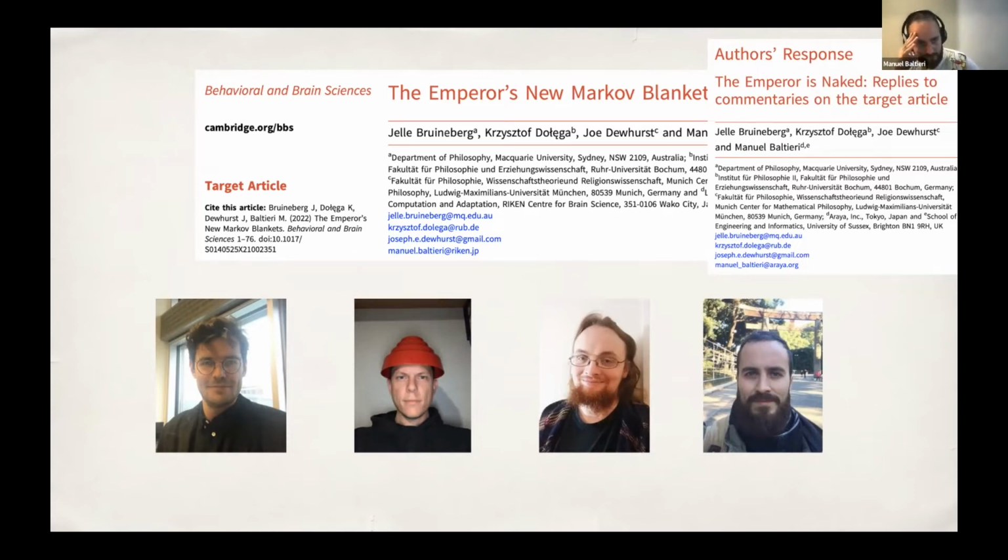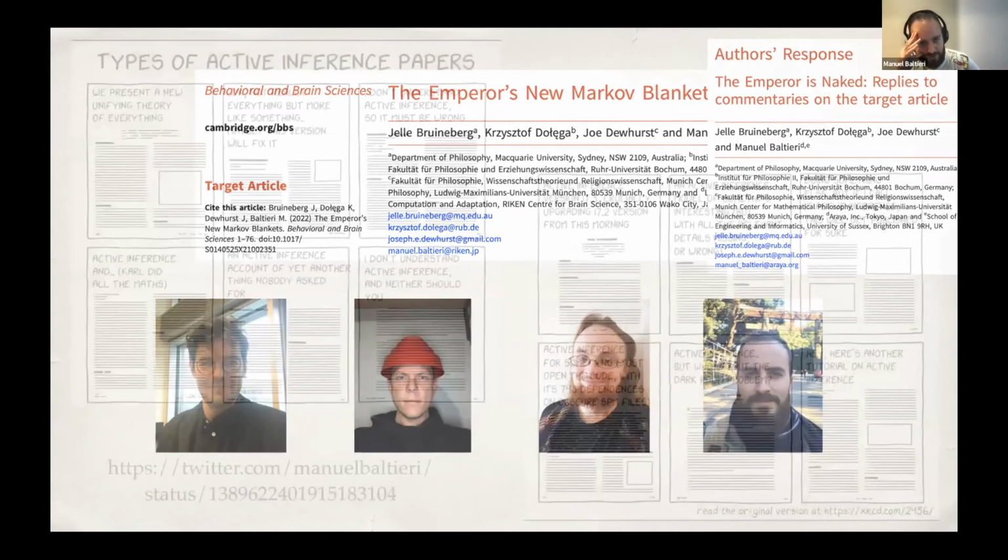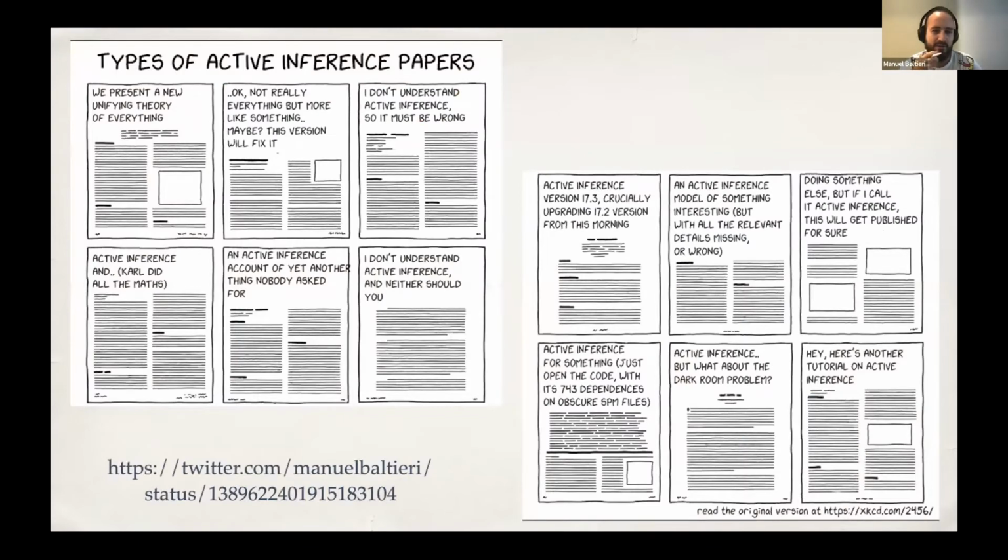Okay, so this is an old meme that I prepared, I don't know, a couple of years ago. Basically, it's a personal take on the landscape of papers about active inference. It goes from joking to really, really joking, so don't take this too seriously. But I think it is a good starting point to say what I want to focus on.